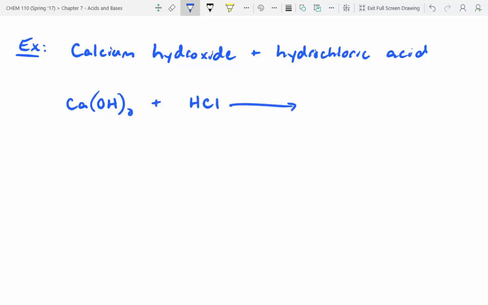And our goal is to figure out what's coming out. We know it's going to be water. That's one of our products. What's our salt going to be? Calcium chloride. Okay, what's the molecular formula for calcium chloride? Is it going to be CaCl? CaCl2, right? Because calcium's +2, we need 2 chlorines.